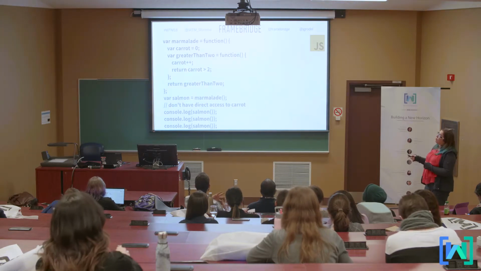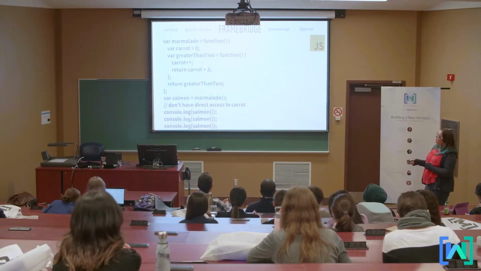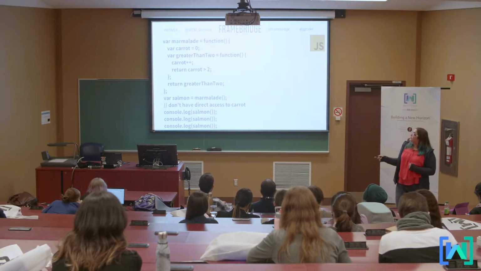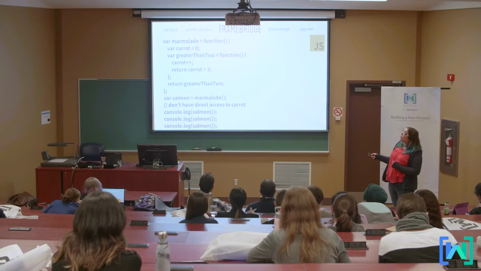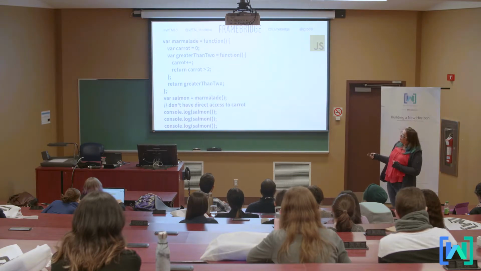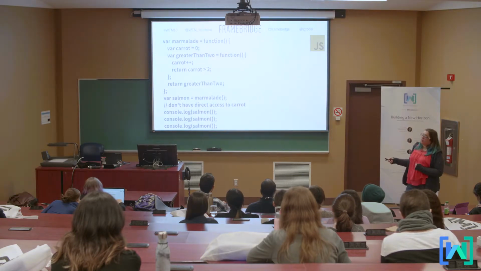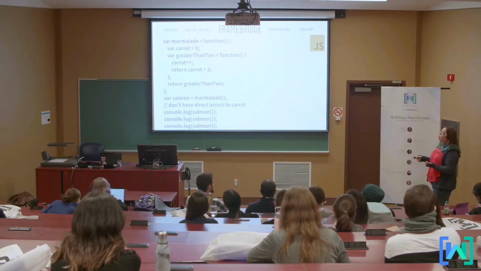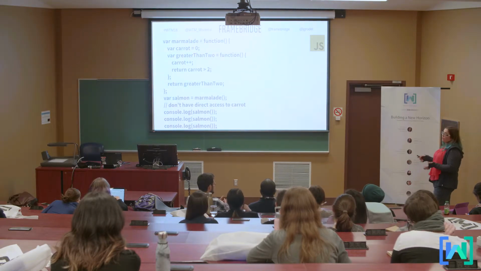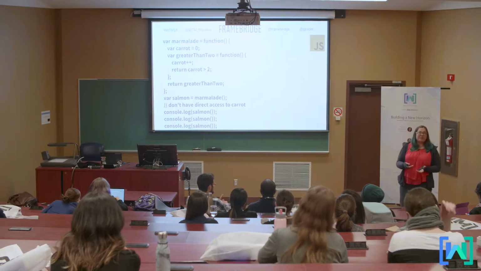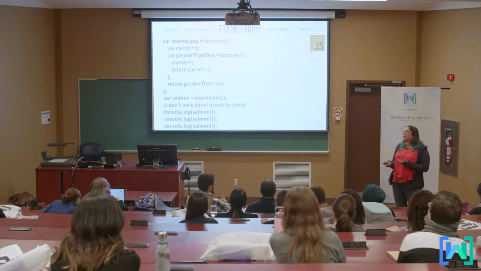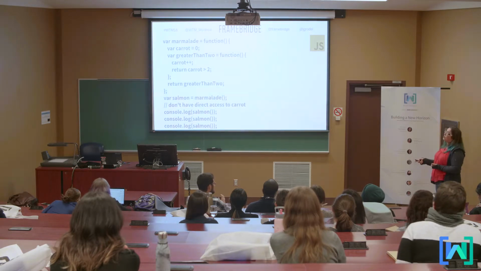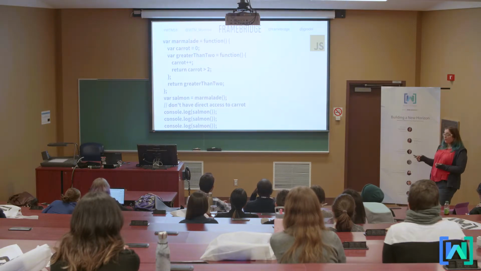I'm setting up a var marmalade to be a function. And inside of var marmalade, I set up var caret and started off at 0. I'm also setting up a var greaterThan2, and that's a function. What that function will do is it'll take caret, it'll increment it. So 0 will go to 1. And then we return a Boolean. We'll compare caret against 2. If caret is greater than 2, we'll return a true. If caret is smaller than 2 or equal to 2, we'll get a false. And then this function returns the function greaterThan2.